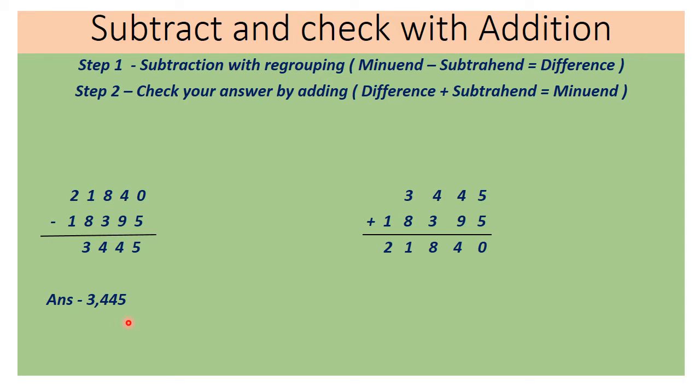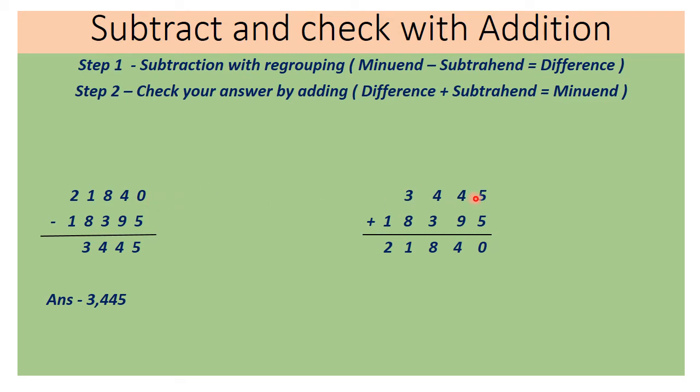We know that there is a simple formula for checking our answer. If you add the difference with the subtrahend, and if you get the minuend, that means your answer is absolutely correct. So if your difference is 3,445 and your subtrahend is 18,395, you should get the same minuend given in the question, right? So let us add the difference and the subtrahend and check whether we are getting it or not.